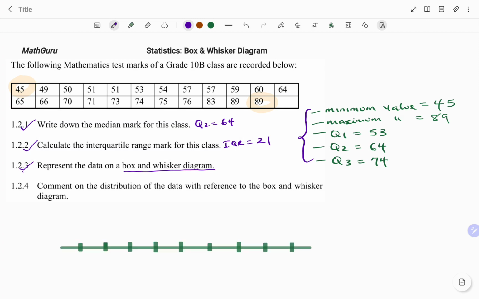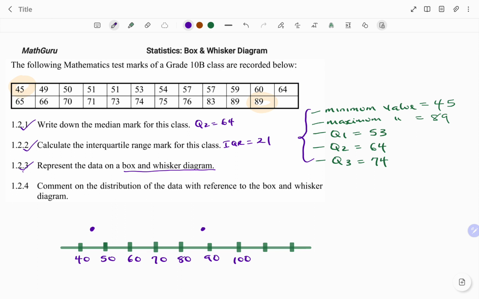diagram. I'm going to start by drawing my number line. The minimum value is 45 and the maximum value here is 89. So I can have an ordered distribution starting from 40, 50, 60, 70, 80, 90, 100. Minimum value 45, that's between 40 and 50. So I'm going to put a mark there. Then I have my maximum value, that's 89. That's almost 90. And so I put my mark there.